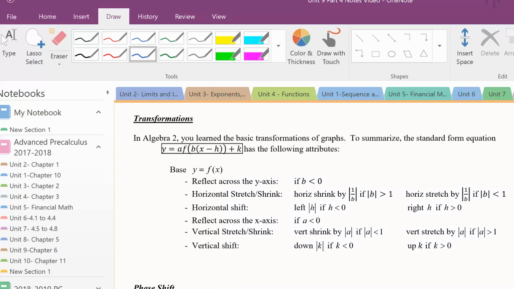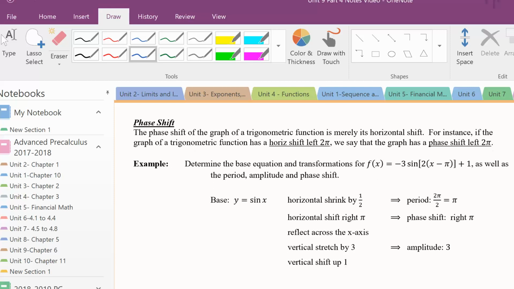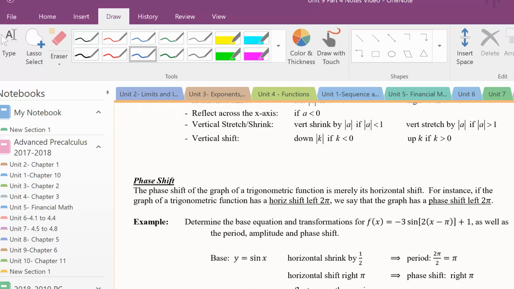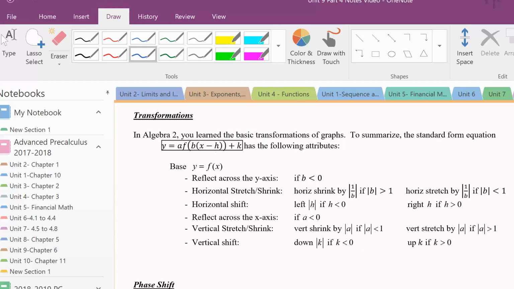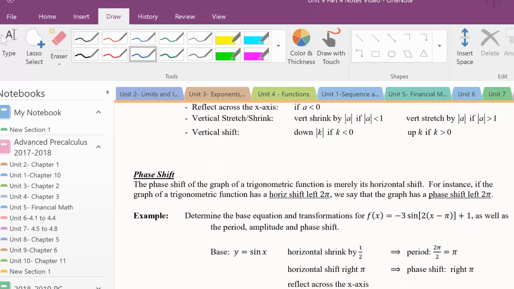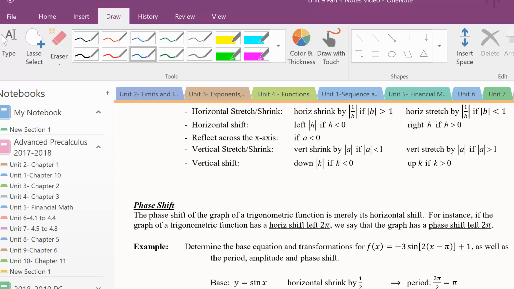So now some terms. The phase shift is the same as the horizontal shift. So if there's a horizontal shift to the left, we say there's a phase shift to the left. That is a fancy term in trigonometric functions for the horizontal shift. The amplitude is just the absolute value of A in the sine and cosine. So the amplitude is the same as the vertical stretch or shrink.